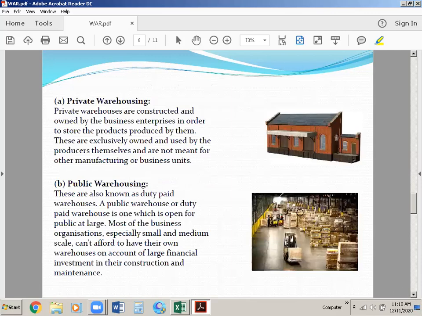We have 4 types mentioned over here, you can see the pictures on the screen of your private warehousing and your public warehousing. Okay, the private warehouses are constructed and owned by the business enterprises, so this is the main definition for the private warehousing, in order to store the products produced by them. They are exclusively owned and used by the producer. This is the second point that you people have to learn for the definition of private warehousing. It is exclusively owned and used by the producers and are not meant for other manufacturer business unit.